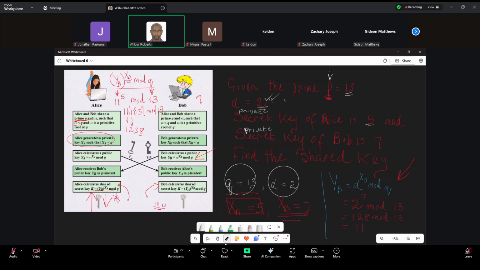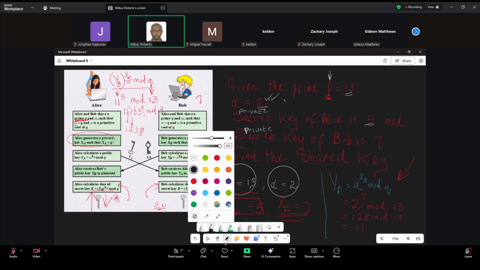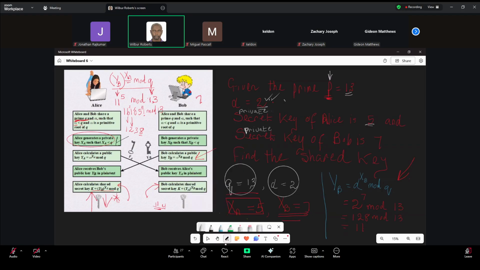When we go across to the writing here, we see the secret key or private key of Alice. This is XA. That is why we put XA here. XA is equal to 5, right? You get that so far?